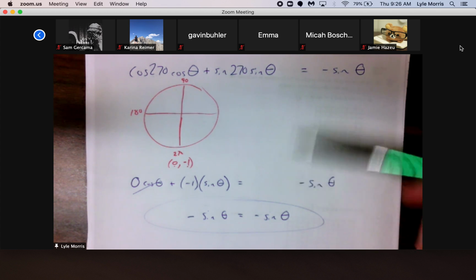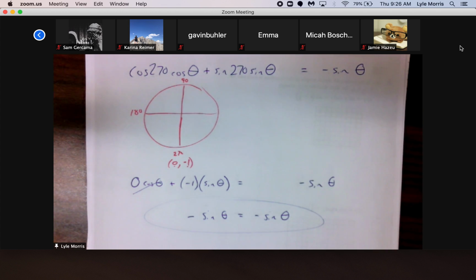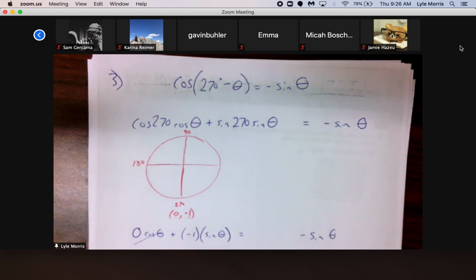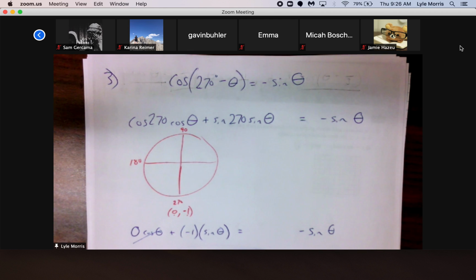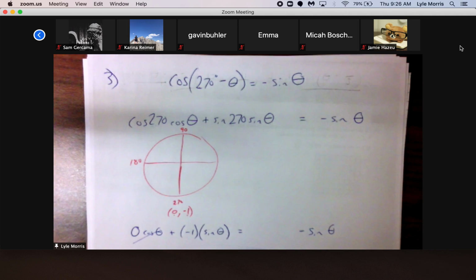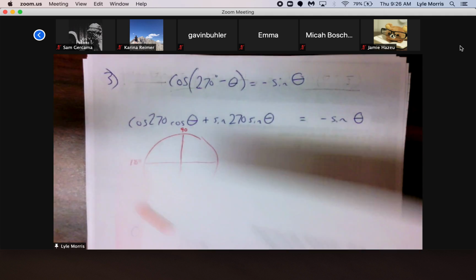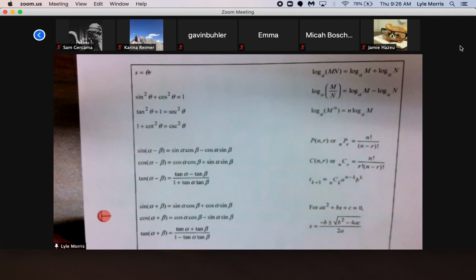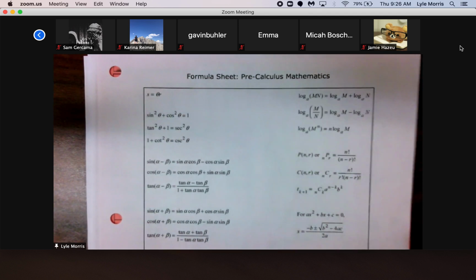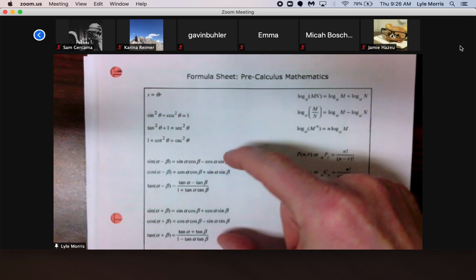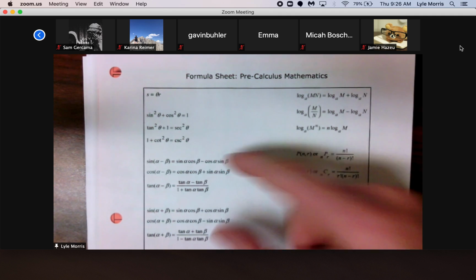Any problems with this? Any questions? Just right at the beginning, when we're given cos 270 minus theta, and then from that to the cos 270 cos theta plus the sine 270 sine theta. How did I do that? Yeah. So this formula sheet is what you'll be given for the test. Right now, we are looking at this chunk. We have these new identities, if you will.